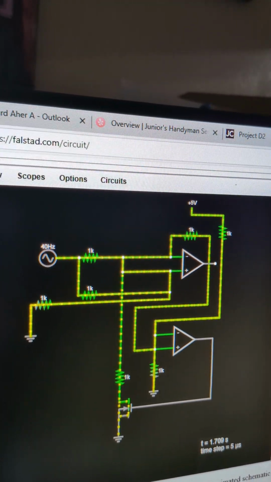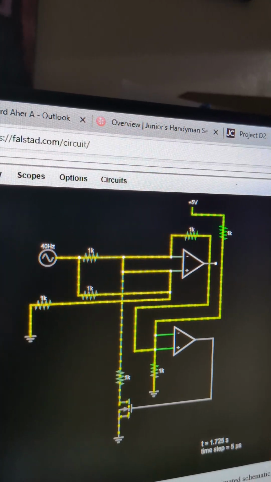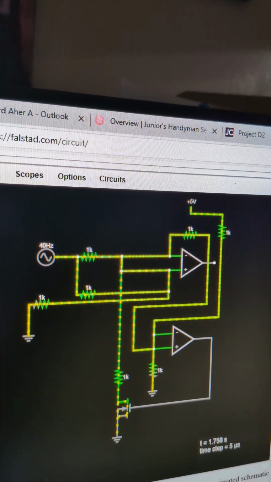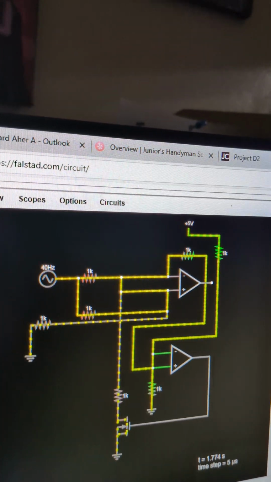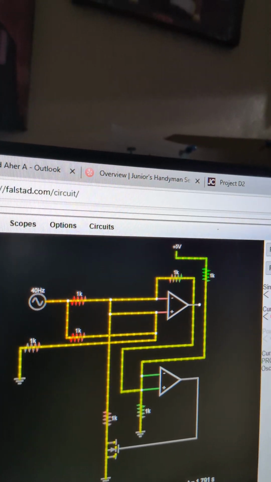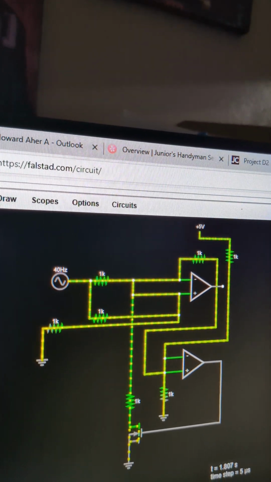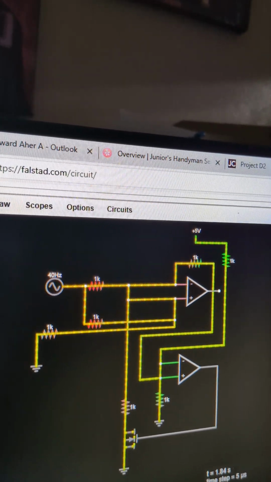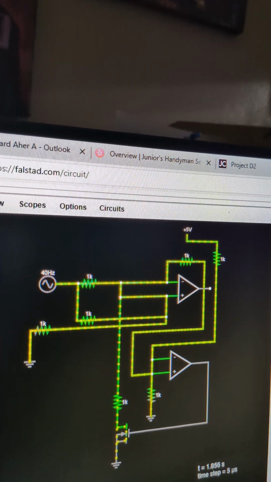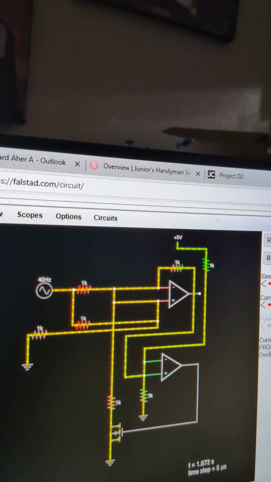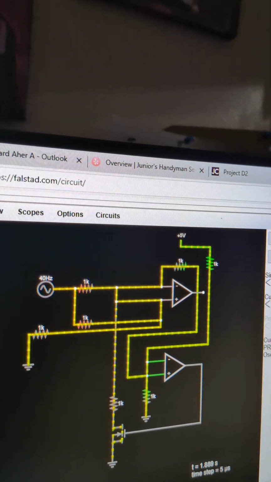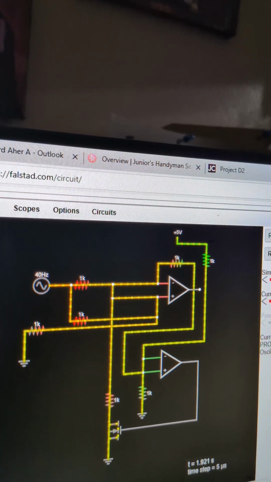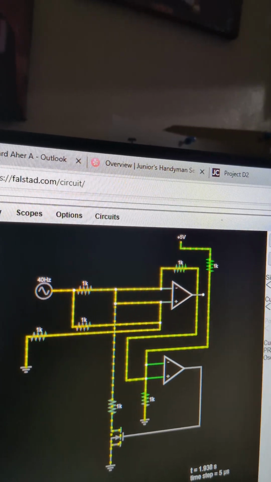Now, effects of changing values. Increasing the resistance of the resistor within the frequency-determining network would typically decrease the oscillation frequency, as it would increase the time constant of the RC network. Similarly, increasing the capacitance of the capacitor in the frequency-determining network would also decrease the oscillation frequency.